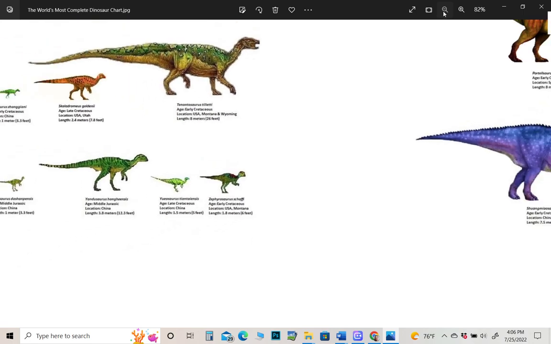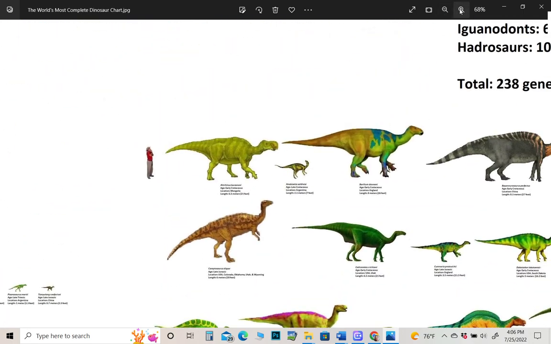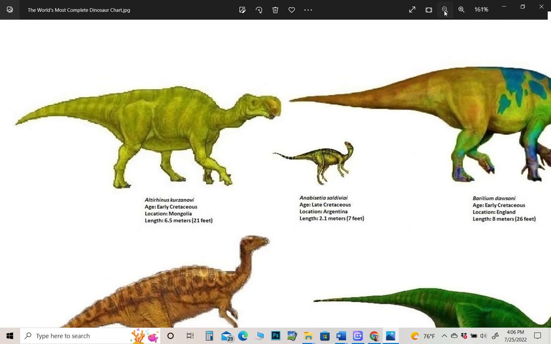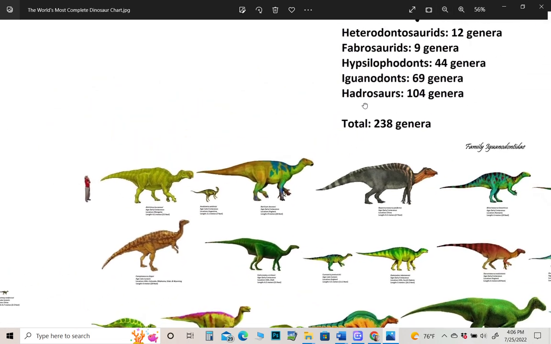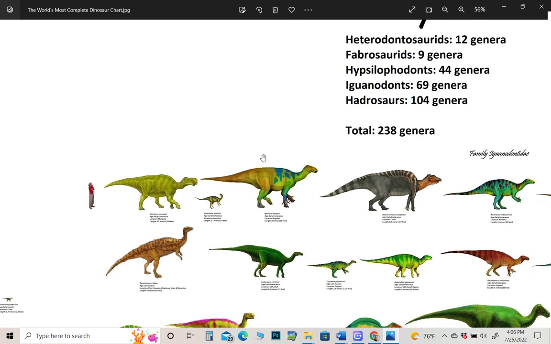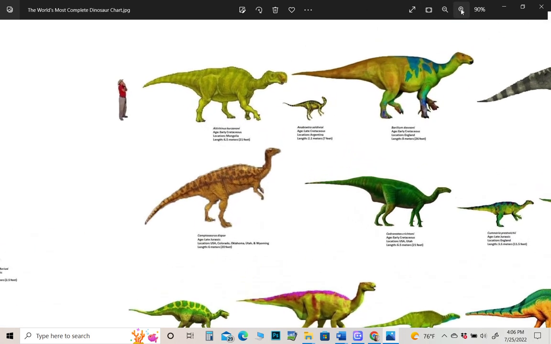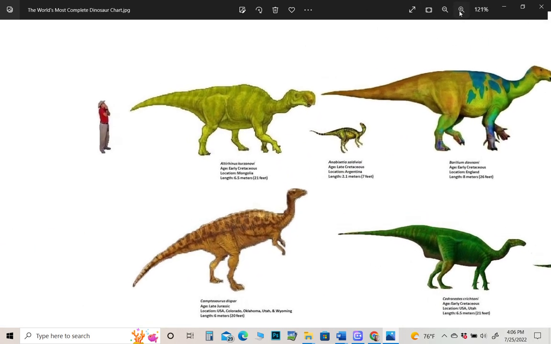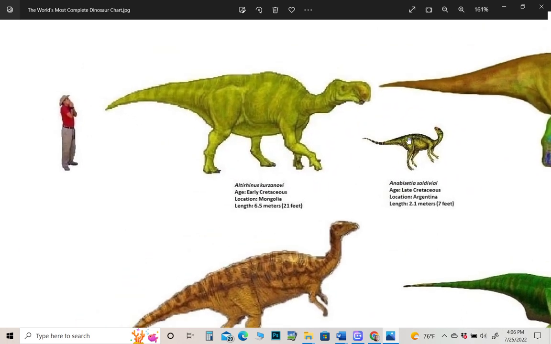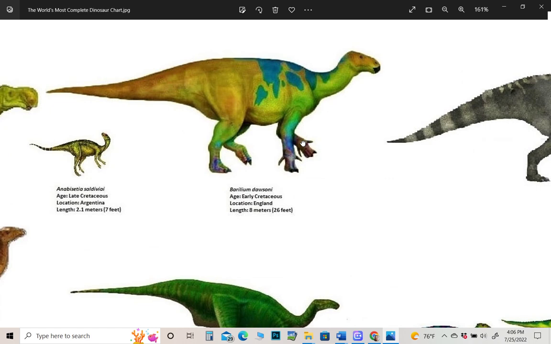Now we are on to the iguanodonts. Oh, completely silly random trivia. There are 238 genera of ornithopods here, and in the Jurassic Park novel, there were 238 dinosaurs in the park before they started breeding. Altirhinus, Anabetsia, I know, stupid trivia, right?